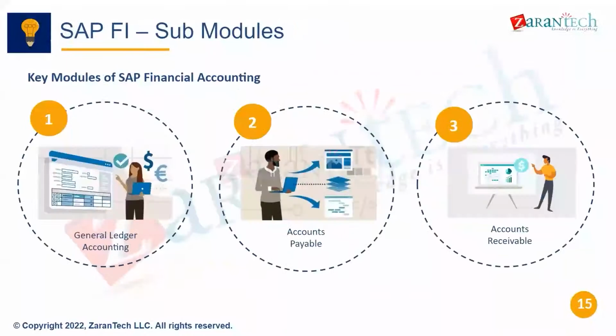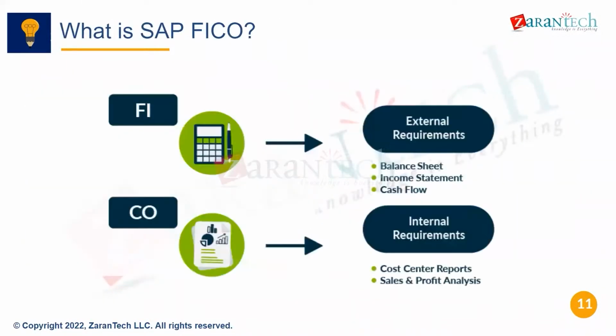Okay, so then we'll start with FICO. FI stands for Financial Accounting, which is for the external requirements, and CO stands for Controlling, which is for the internal requirements. And what are the external requirements? Basically, companies which are registered under the Companies Act have to provide financial statements to external parties, like the securities board and tax authorities. They have to produce the financial statements to the legal authorities.